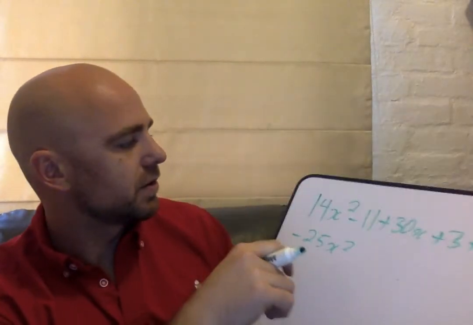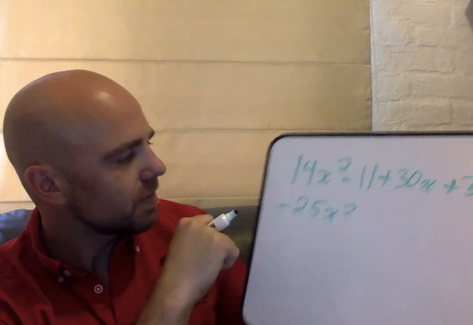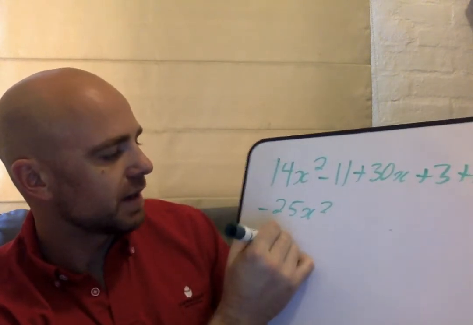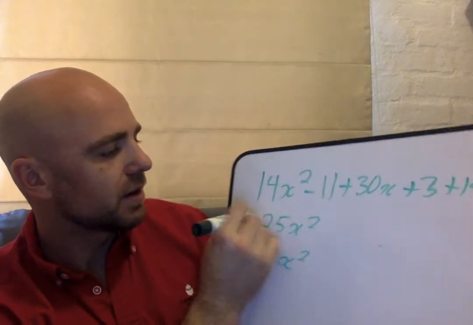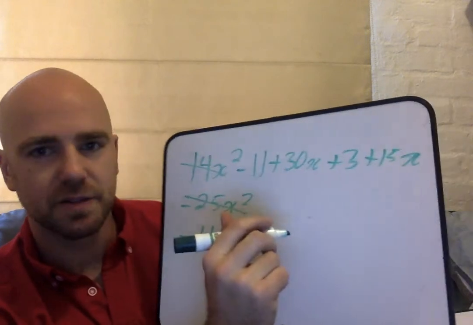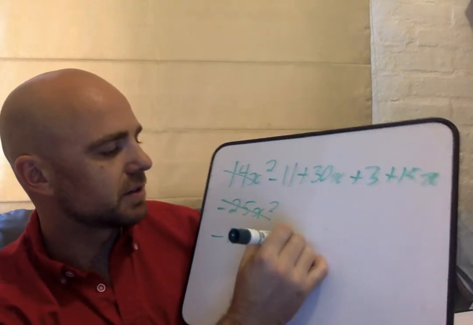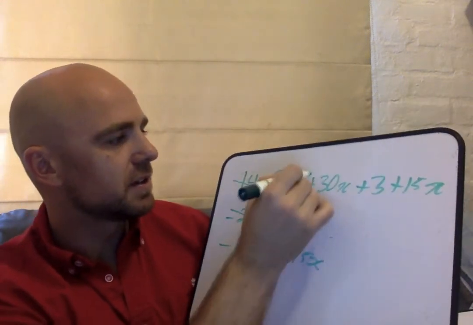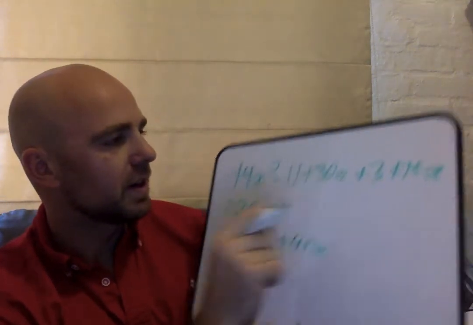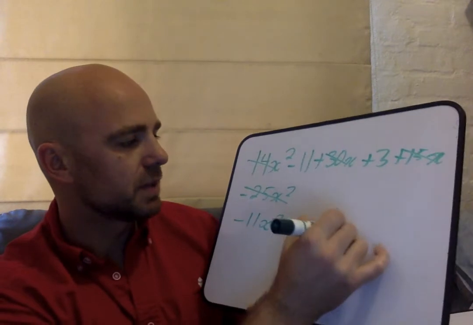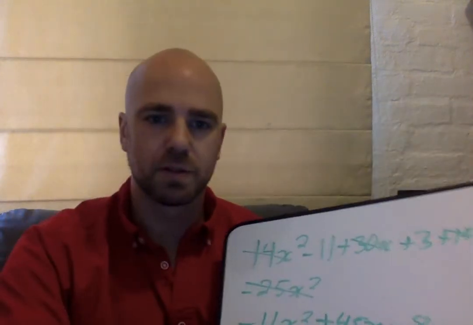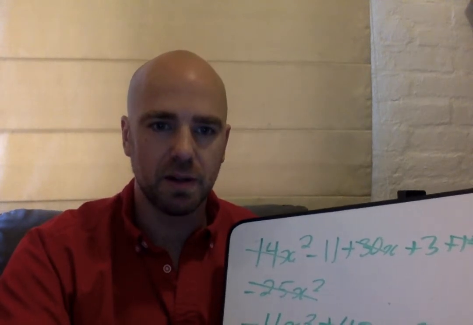So what I'm going to do is take my x squareds first. I've got negative 25 and I have 14. When I subtract them, I'm going to have negative 11x squared. Okay, these are gone. I'm going to look at my x's. I have positive 30 and positive 15, which is going to give me positive 45x. Those are gone. Here I've got negative 3 and negative 11 and positive 3, which is going to give me negative 8. All right. Okay, let's move on because they're going to get a little bit harder.